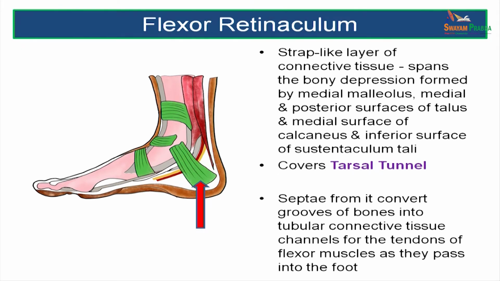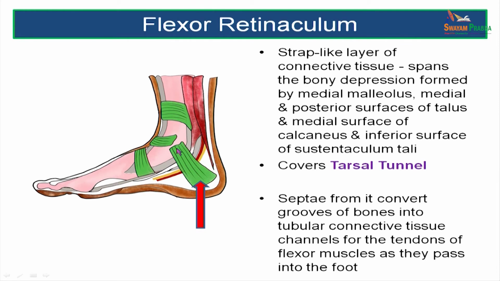You would also notice that the region anterior and posterior to the ankle joint is surrounded by various tendons which are kept in place by fibrous bands called retinacula. Let's study these retinacula in more detail. First, let's look at the flexor retinaculum. You can see in this figure the green structure which runs on the medial side of the ankle joint.